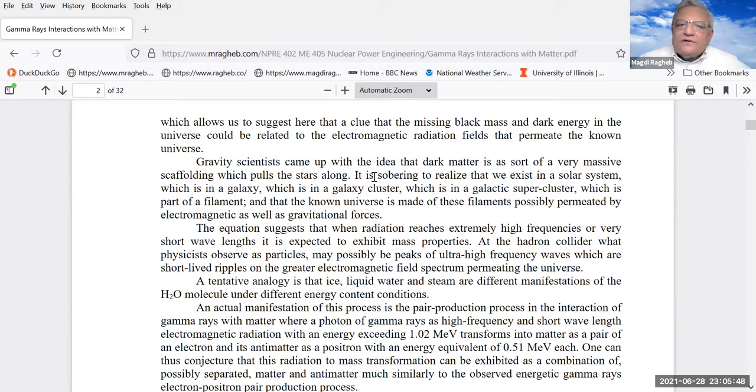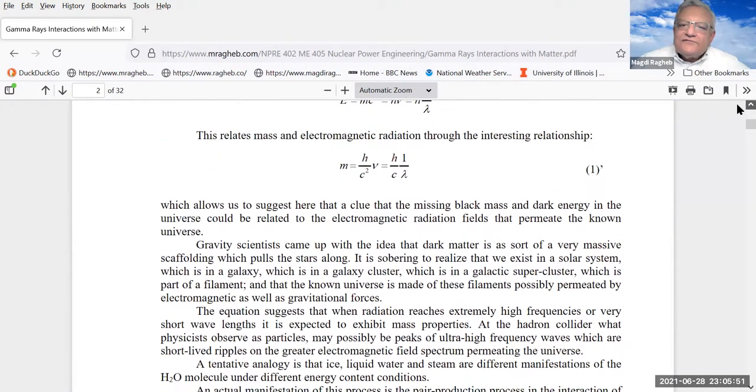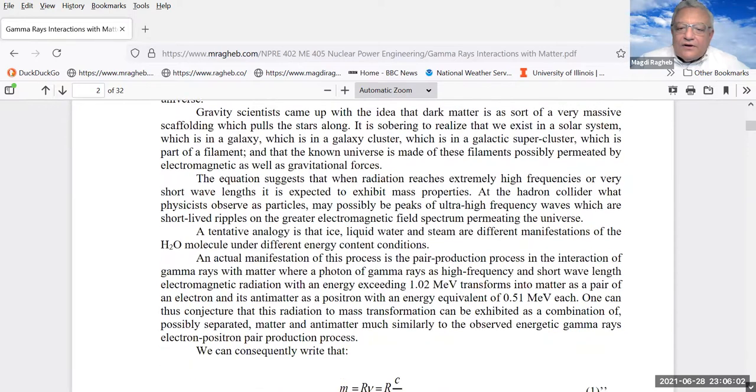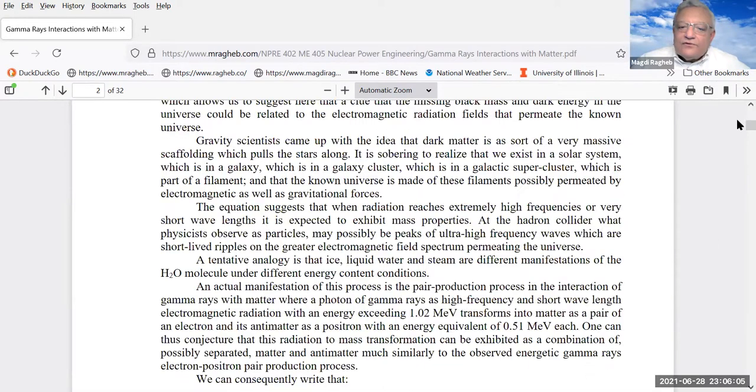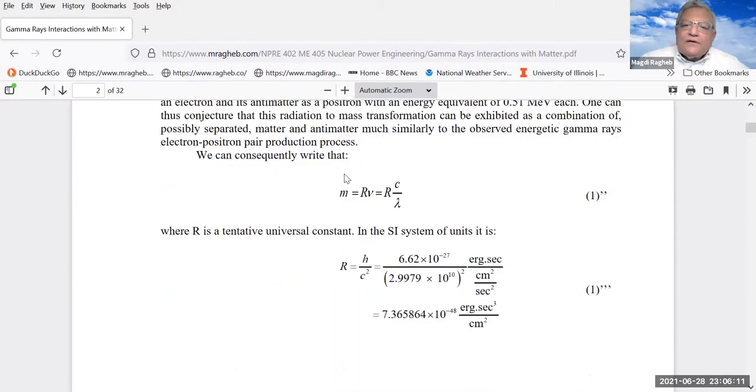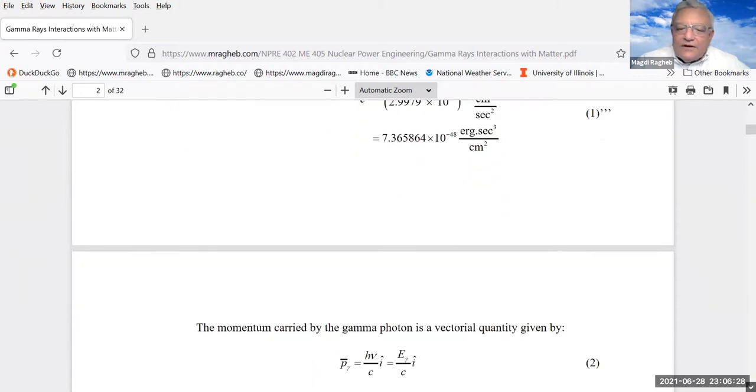So this equation simply suggests that if radiation reaches a very high frequency, or h nu, a very high energy, it exhibits mass properties. And that is real. That's exhibited in the laboratory. In fact, before we go further, when we equate that mass relationship to the frequency relationship, we end up with a new constant of nature, which would be h over c square. And it would have a very small value in the units. We cannot measure it, but we can calculate it in this kind of derivation.